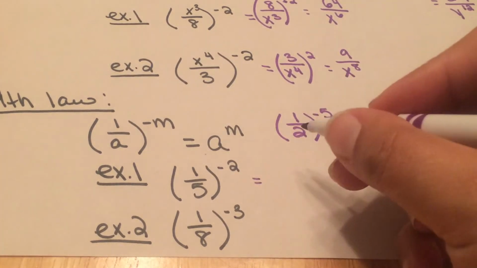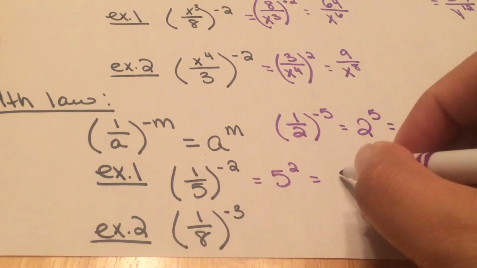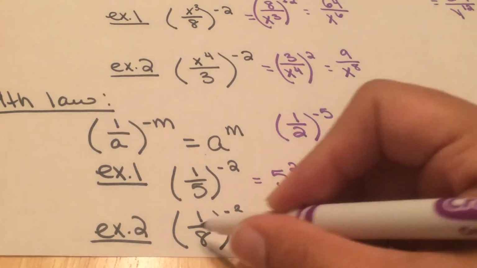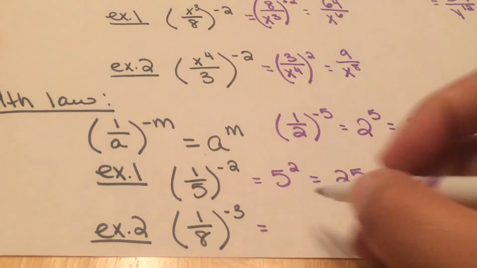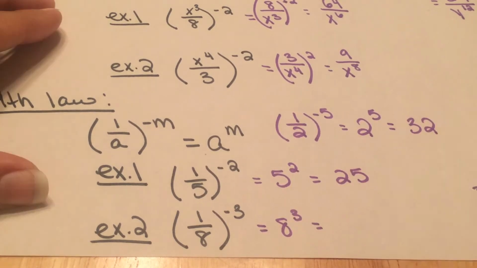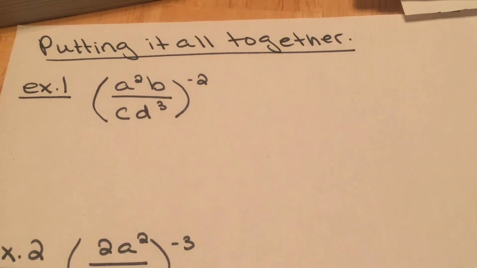Now that we're back, when we simplify these, hopefully we got 5 to the second power, or we're getting used to simplifying 25. And for our 1 over 8th to the negative third power, hopefully we got 8 to the third power, or 512. Should have known that, sorry. So now we're going to put it all together.